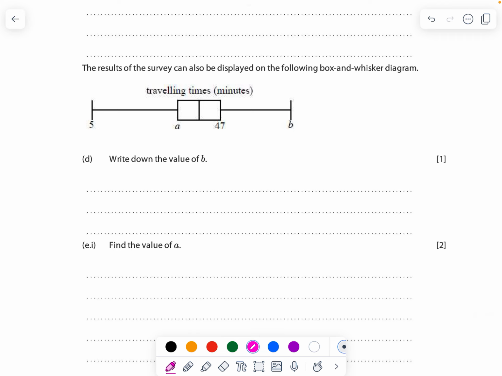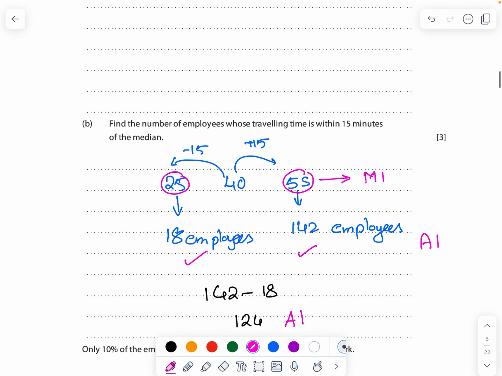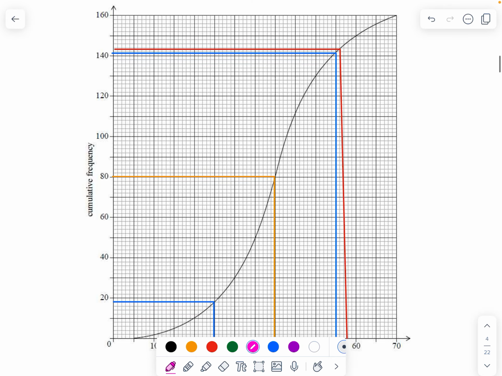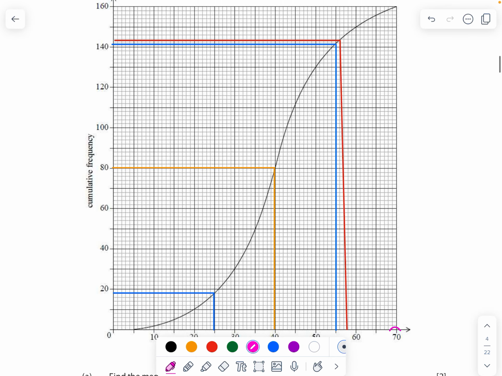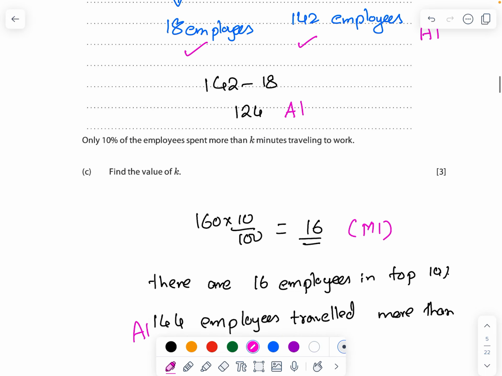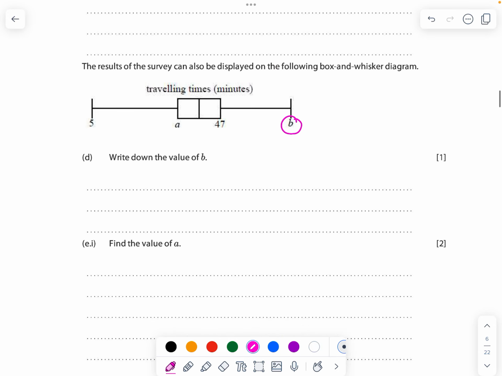The results of the survey can also be displayed on the following box and whisker plot. Write down the value of B. He is asking us to find the value of B. Now B is nothing but what? It is the maximum value. So maximum value is nothing but how much? 70. So I am going to write the value of B. B equals 70. Directly the answer, A1.